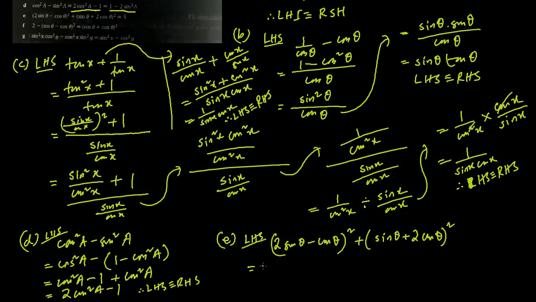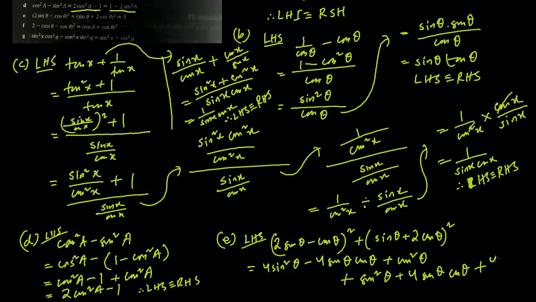If we break down the bracket, it would be a minus b whole squared. So 2 sine theta whole squared is 4 sine squared theta, minus 2ab would be 2 times 2 sine theta cos theta, plus b squared would be cos squared theta. Plus, now sine theta plus 2 cos theta whole squared is a plus b whole squared. This would be a squared, which is sine squared theta, plus 2ab would be 4 sine theta cos theta, plus b squared would be 4 cos squared theta.